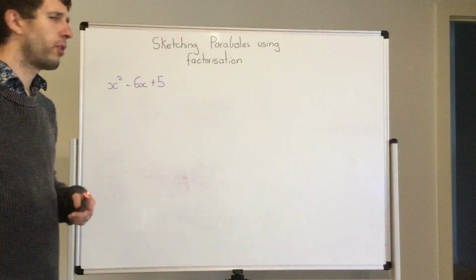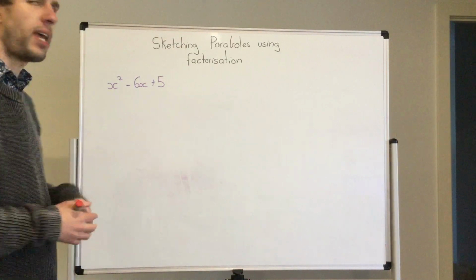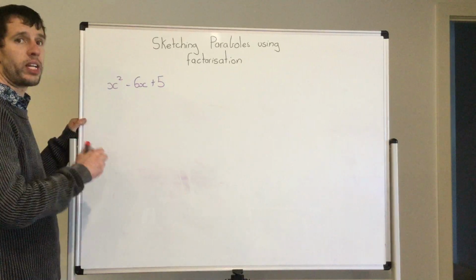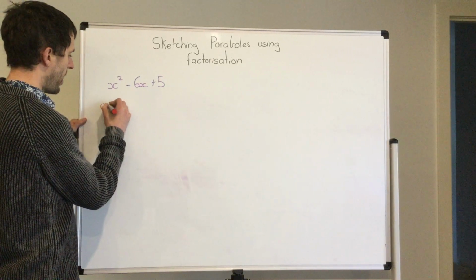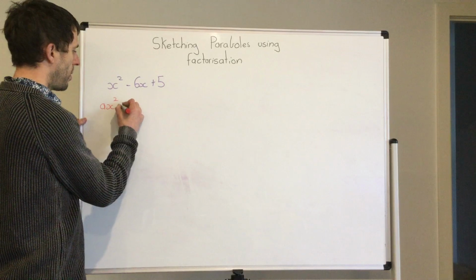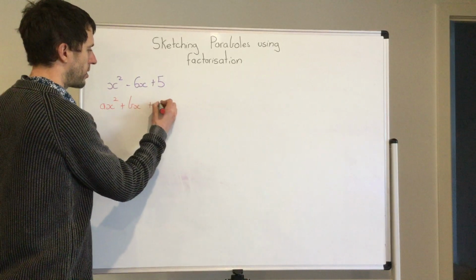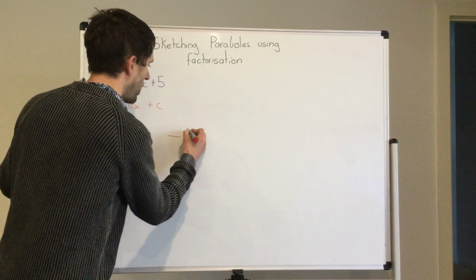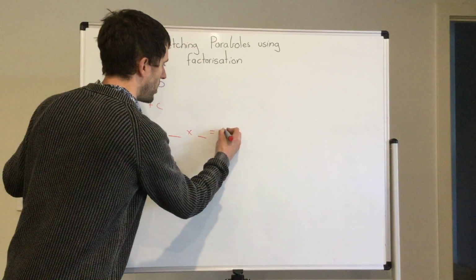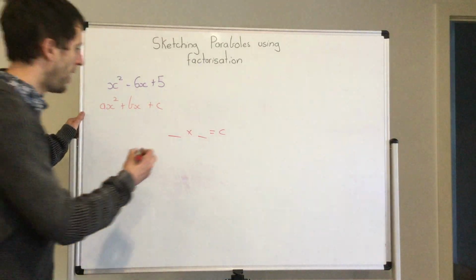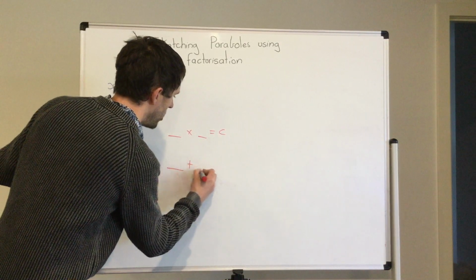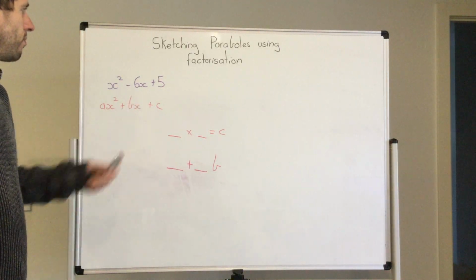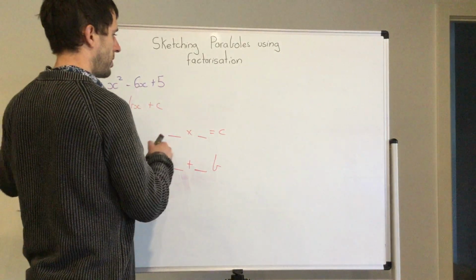So the first thing I'm going to be thinking about straight away is how do I factorise? Well, if we remember our quadratic equation of ax squared plus bx plus c, to factorise we are going to be thinking about two numbers that times together to equal c, and two numbers that add to equal b. So we can brainstorm on numbers for c.